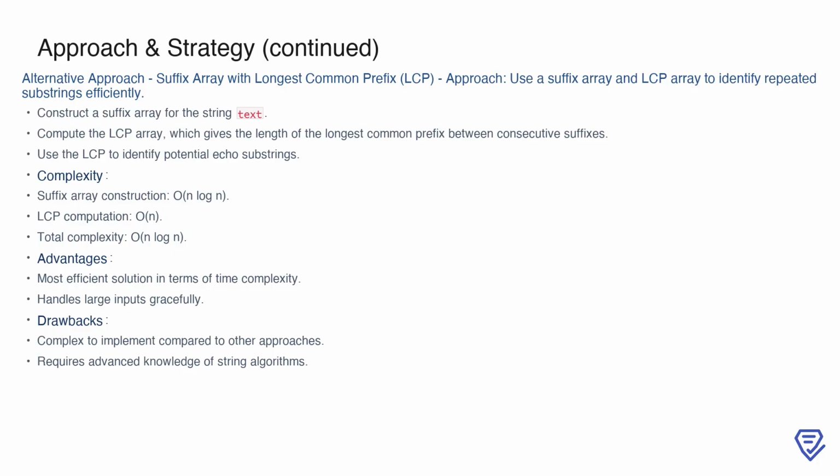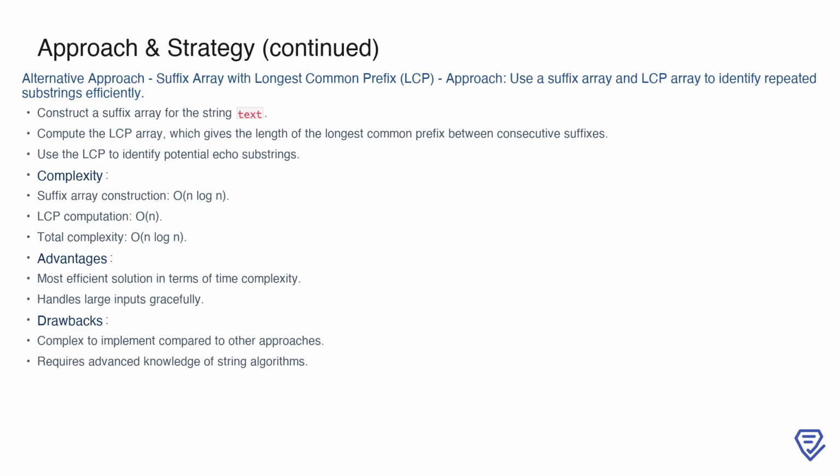Another viable solution utilizes advanced string processing techniques, specifically suffix arrays and longest common prefix (LCP) arrays. The suffix array is a data structure that provides an ordered list of all suffixes of a string, which can be used to identify repeated patterns. Once the suffix array is constructed, the LCP array is computed to determine the lengths of the longest prefixes shared by consecutive suffixes. This information helps us efficiently identify potential echo substrings, as repeated substrings with even lengths can be derived from these common prefixes.